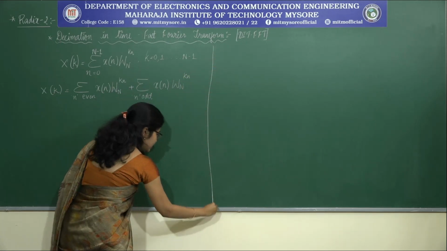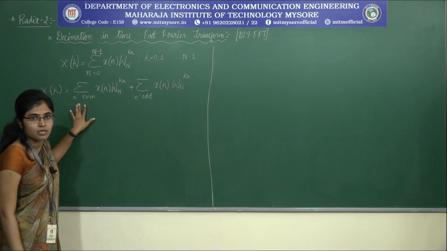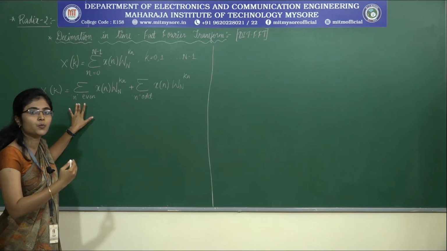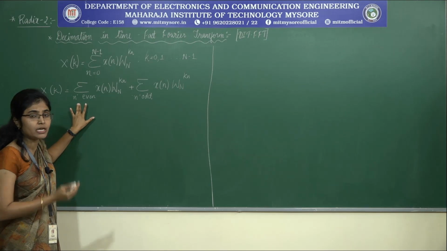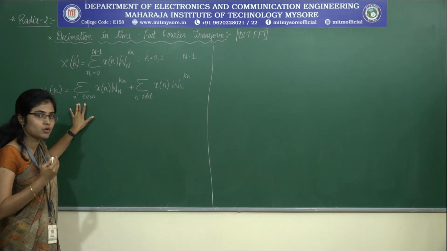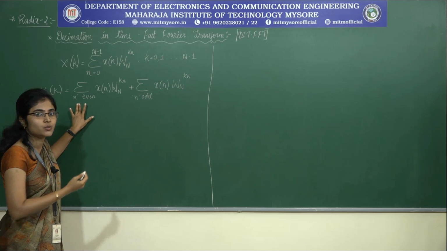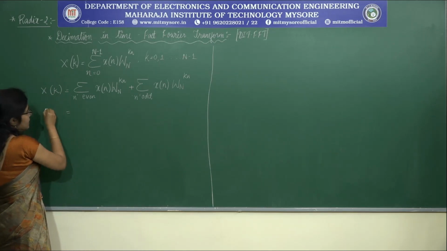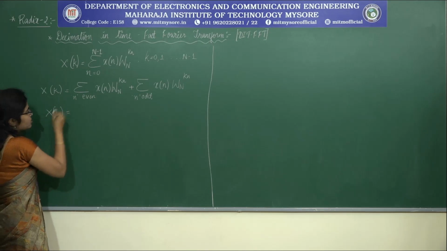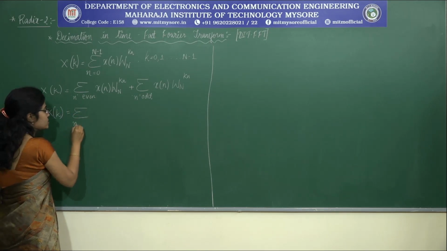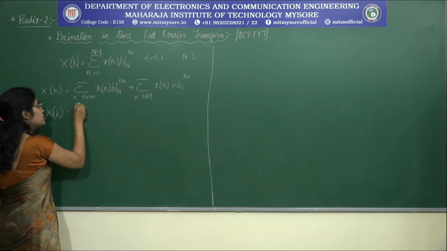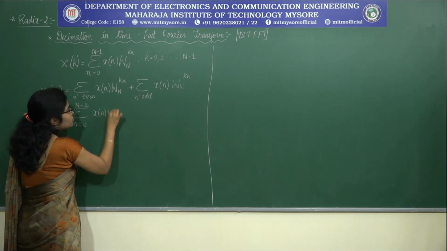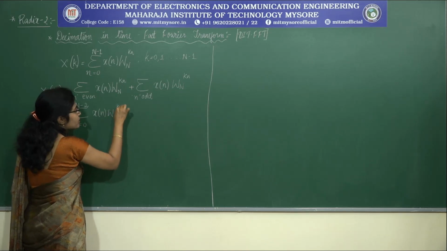Okay. Now I need to give the limits for even. So when we divided the sequence x of n into n by 2 point DFT and n by 2 point DFT, the first sample which we had was x of 0 and the last sample which we had was x of 6. Based on that, if I give the limits, x of k will be equal to summation n ranges from 0 to n minus 2 of x of n into omega n to the power of kn. Okay.